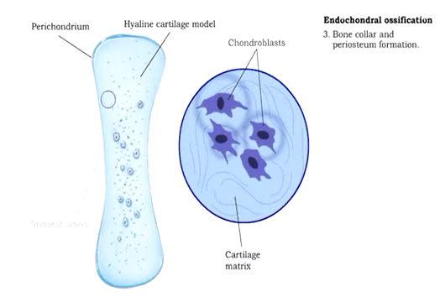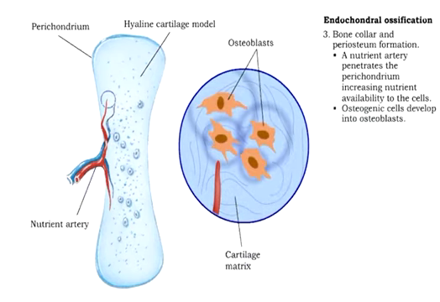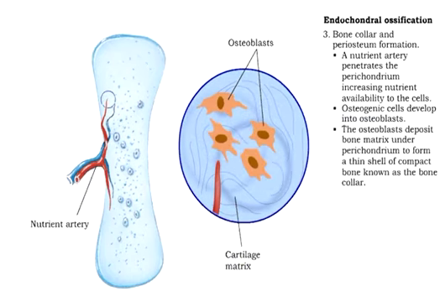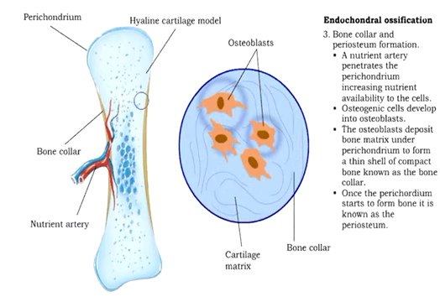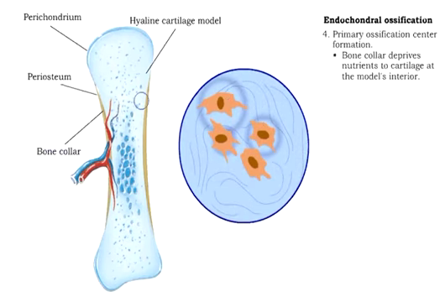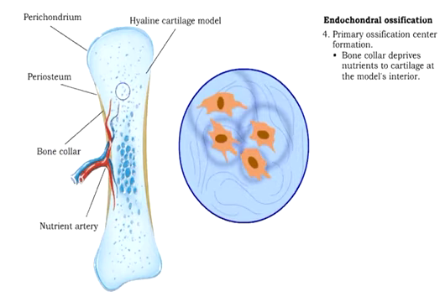A nutrient artery penetrates the perichondrium, increasing nutrient availability to the cells. Osteogenic cells are stimulated to differentiate into osteoblasts. These cells secrete matrix beneath the perichondrium that forms a thin shell of compact bone known as the bone collar. As the perichondrium begins to form bone, it is now called the periosteum. The bone collar reduces diffusion to the cartilage inside the model, depriving it of nutrients.